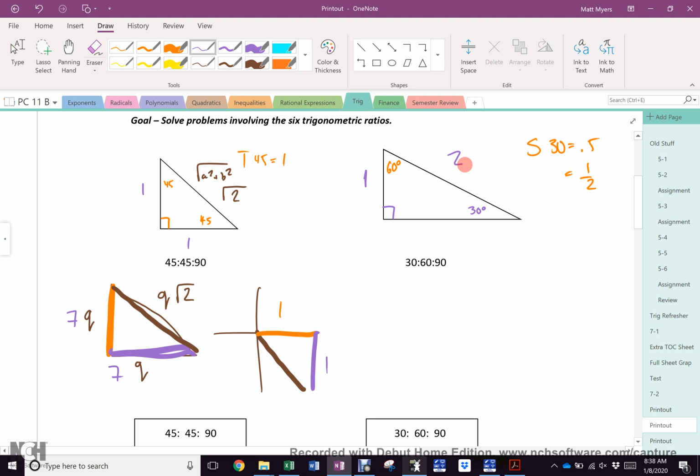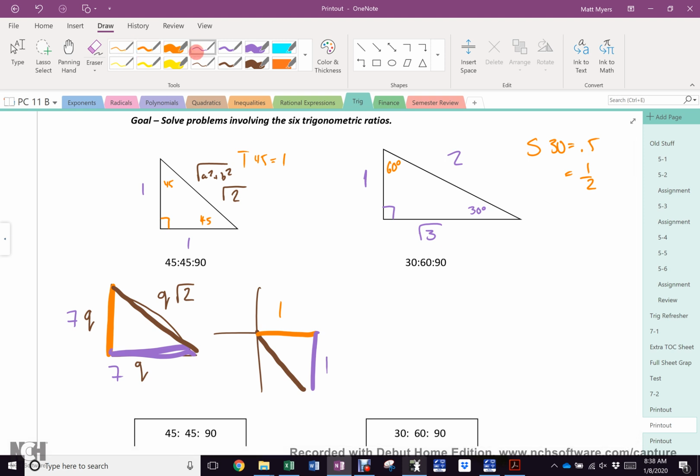What is it? No. We have the hypotenuse. Should we be adding? Subtracting. So what is it? Root 3. Everybody cool? So, what does that mean for us? Every time we have a 30, 60, 90, those are your numbers. Right?